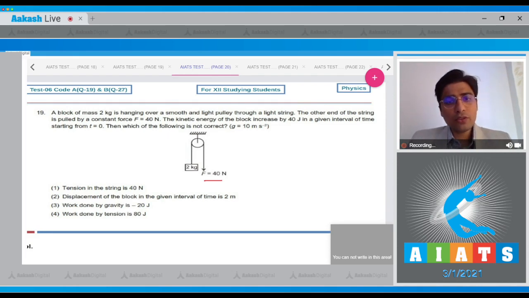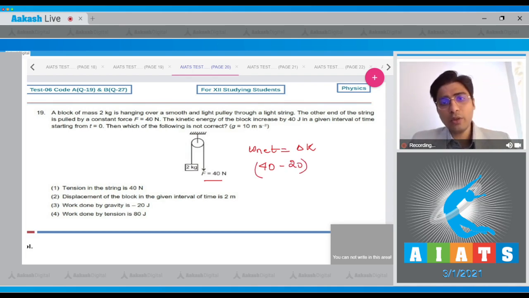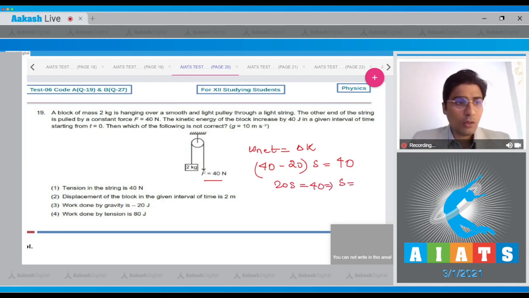Dear student, by the work energy theorem, we can write down that the net work done will be equal to change in kinetic energy. Now, the displacement, let it be S. So, we can write down that 40 minus 20 into S is equal to change in kinetic energy, that is 40. Here 20 is the gravitational pull. So, 20S will be equal to 40, or S will be equal to 2 meters.